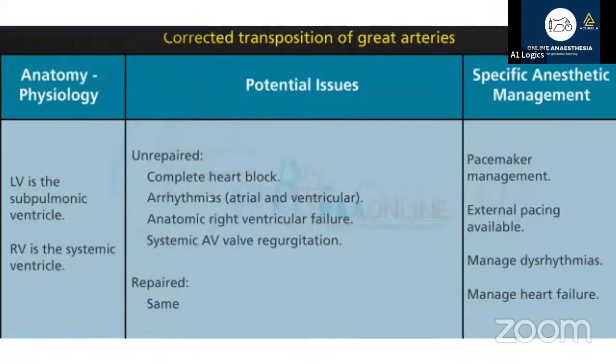If it is unrepaired, complete heart block can happen. Heart block is a very common entity with congenitally corrected transposition of great arteries. You can have arrhythmias, and the right ventricle being the systemic ventricle is bound to fail, and you can have systemic AV valve regurgitation. Although it is repaired, all the complications, all the issues are the same whether it is repaired or unrepaired. Here the specific anesthetic management includes, once you put a pacemaker, you should know how to manage a pacemaker, and a source for external pacing should be available, particularly when the patient develops a heart block, and you will have to manage your arrhythmia and heart failure.